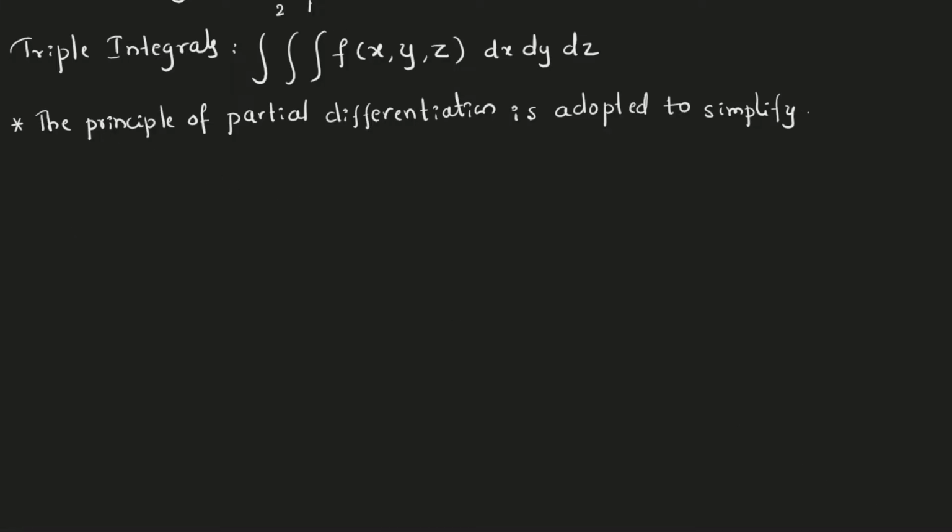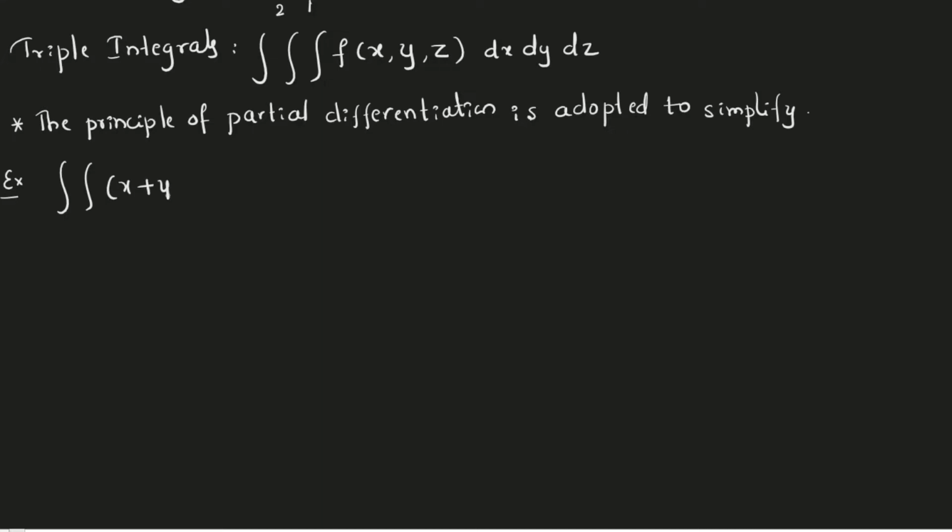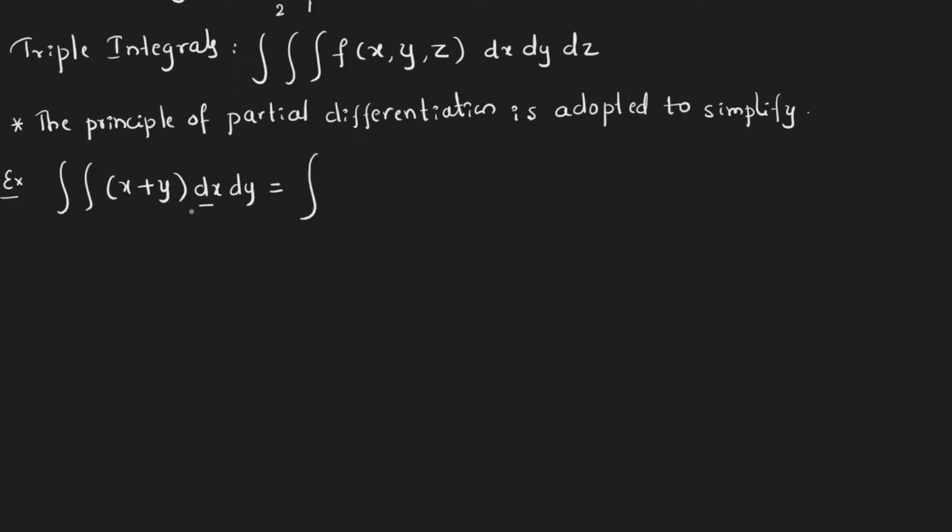Now we'll see some examples, some simple examples of how to simplify. Suppose you are given the double integration of x plus y dx dy. So how to simplify this? As I said, first we have to integrate with respect to x. So the first integral, we keep as it is. Now integration of x plus y with respect to dx.